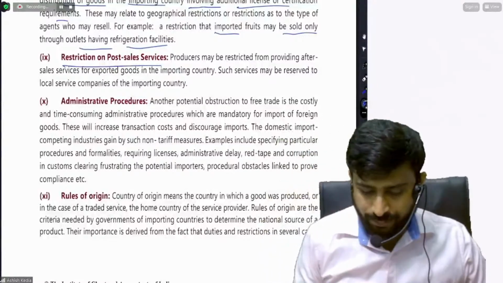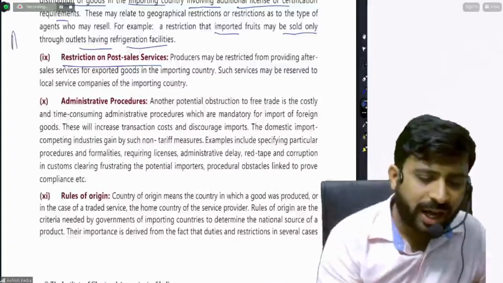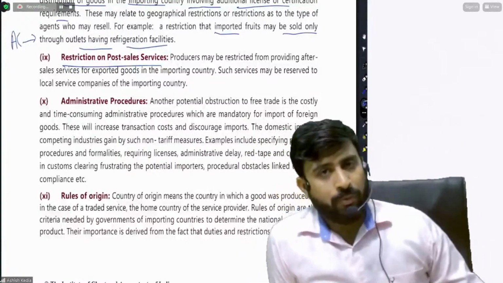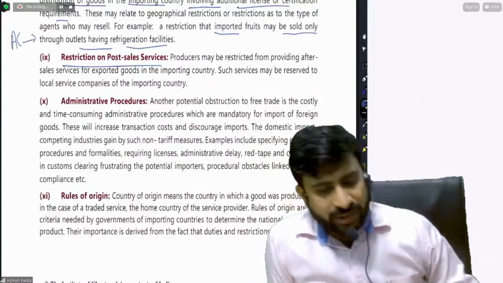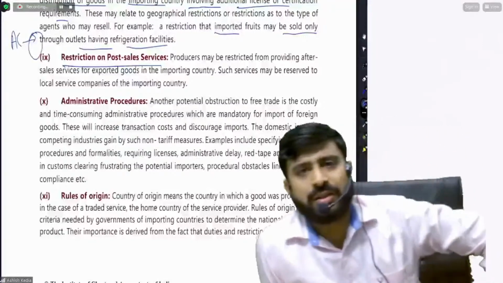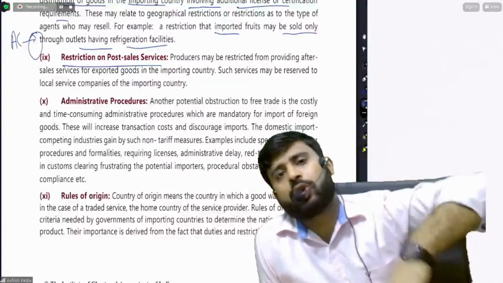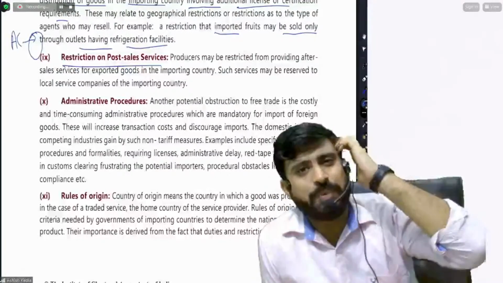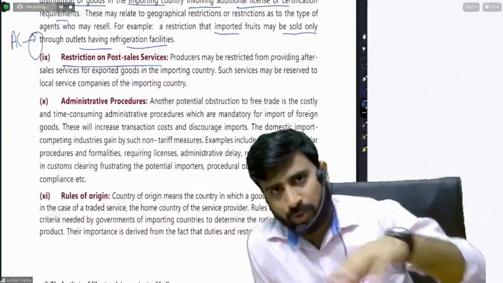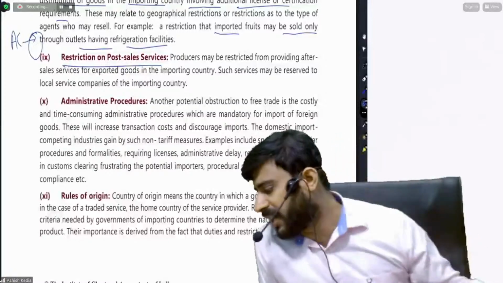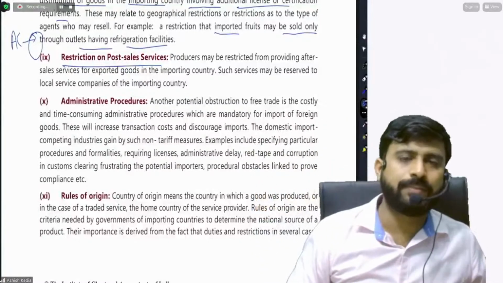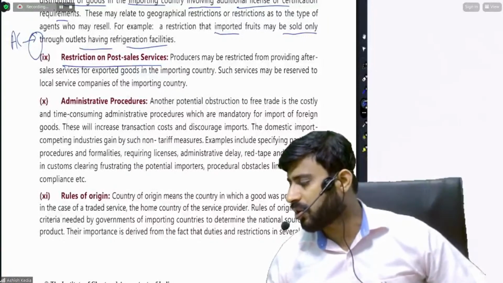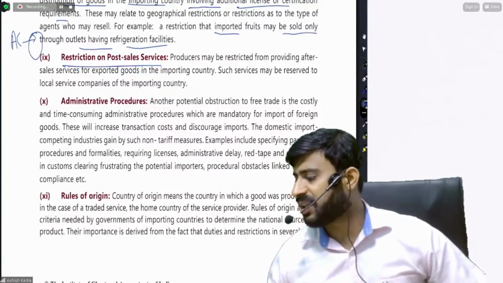For example, I can import an AC from the USA. But the condition is that if I need post-sale services for that AC, then they should be performed by somebody in India only. This way, Indian people will get business. The AC will come from outside, no issues, but Indian people will get business. That is called restriction on post-sale services.